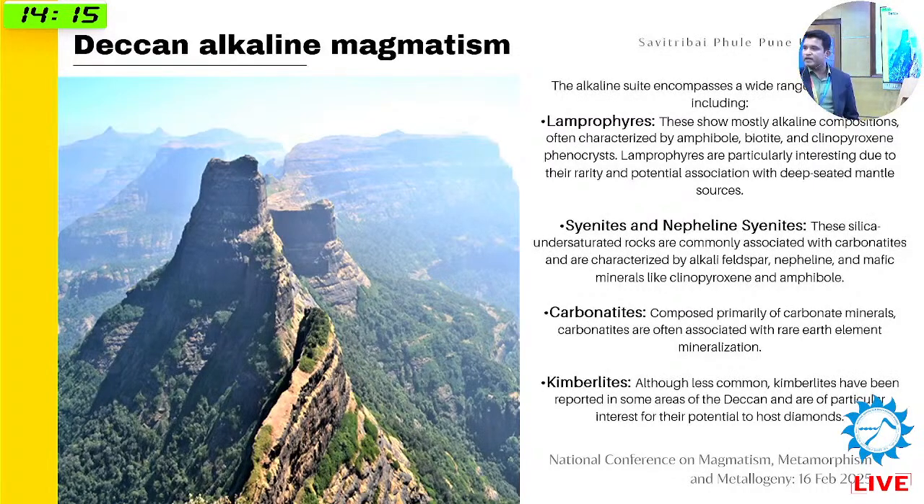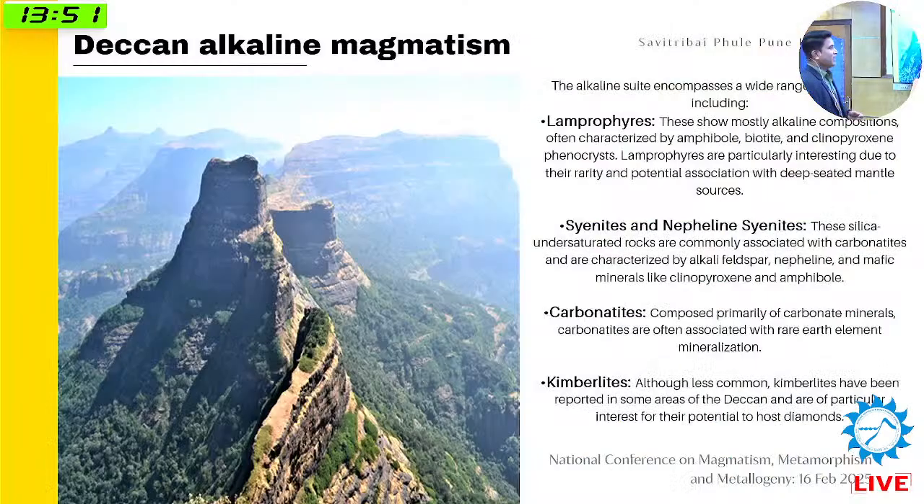If you see the Deccan alkaline suite, we have vast varieties of alkaline rocks, but prominent among those are lamprophyres, which are small volume mantle-derived magmatism. Then we have syenites and nepheline syenites also, which are mostly associated with the carbonatites. Then we have kimberlites present in the central Indian Bastar craton.